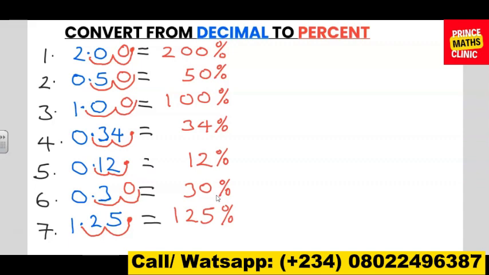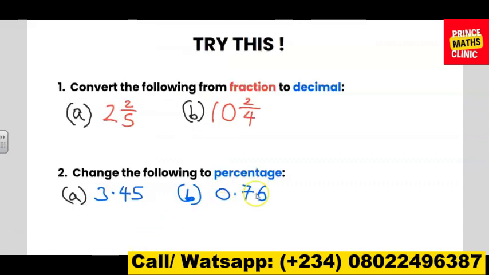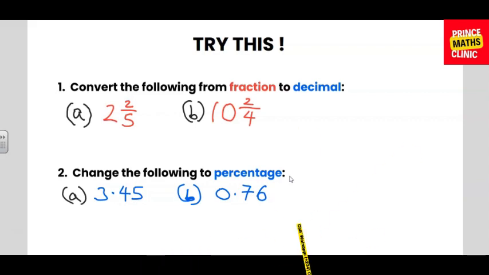And I'm sure that the method was useful. If it was useful, kindly look at this set of questions and try this on your own. Now you have to convert from fraction to decimal 2 and 2 over 5 and also 10 and 2 over 4. Then you have to change the following to percentage: 3.45 and 0.76. So feel free to put in the solution in the comment section.